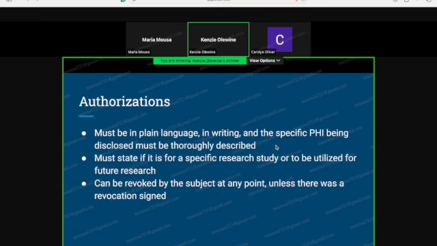So Maria talked a little bit about when an authorization is needed versus when it's not needed. But just to talk about what an authorization looks like, it must be in plain language and in writing, and the specific PHI being disclosed must be thoroughly described. It must state if there is a specific research study or if it will be utilized for future research, and this changes the deadline of how long the authorization goes for.